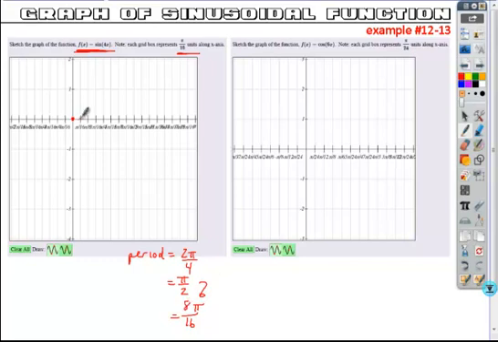So what that means is I can count over 1, 2, 3, 4, 5, 6, 7, 8. My graph is going to repeat. So it's going to start the second period at this point. So I can plot that point as well. And now I'm going to use the general tendencies of my graph. So remember, I'm going to cut this in half. So here's half. I'm going to cut each of those in half. So here are my critical points that I'm going to plot.